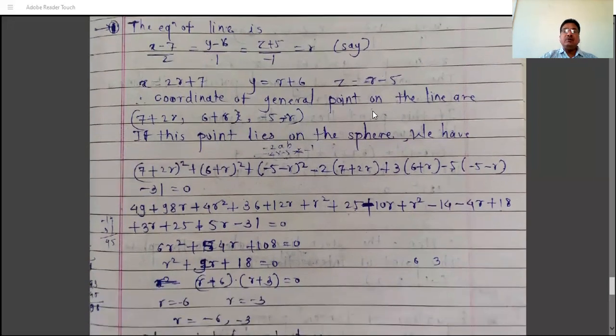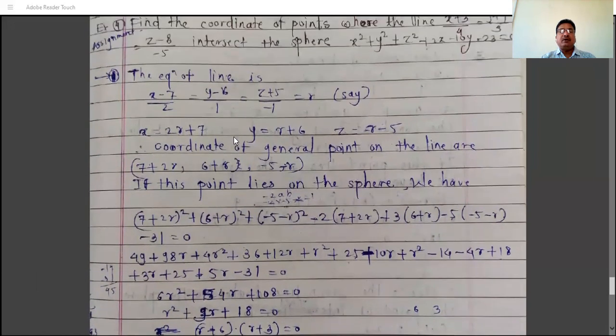And this is the coordinate of a general point on the line. Now the coordinates of any point on this line are of this form: 7 plus 2r, 6 plus r, and minus 5 minus r. We have to find the point of contact of line and sphere. That is, we have to find the coordinates of the point which lies on the line as well as the sphere. And that's why this is the point on the line.